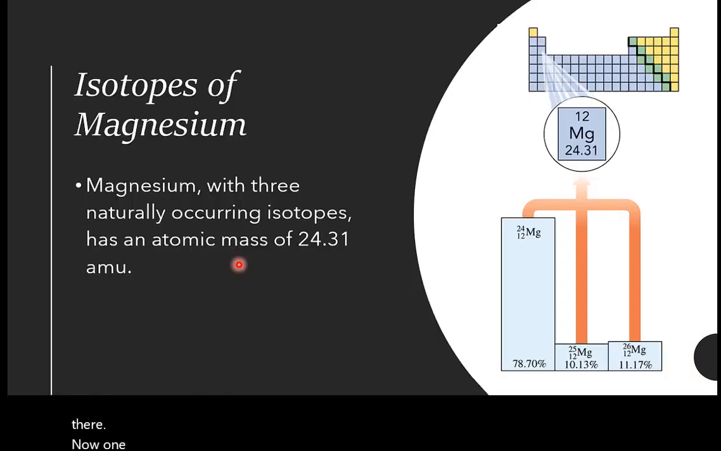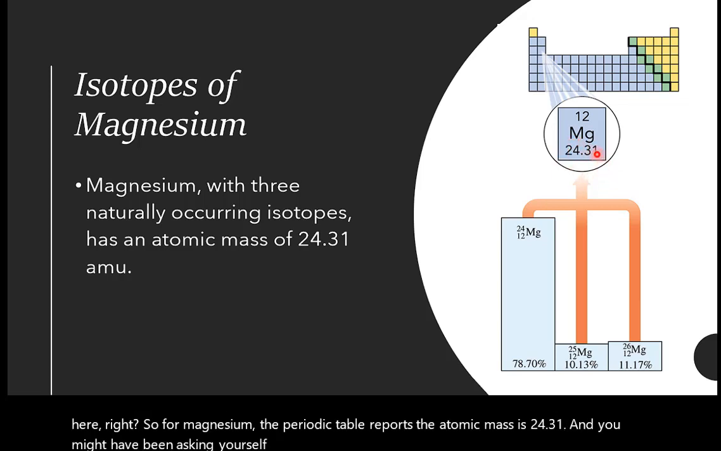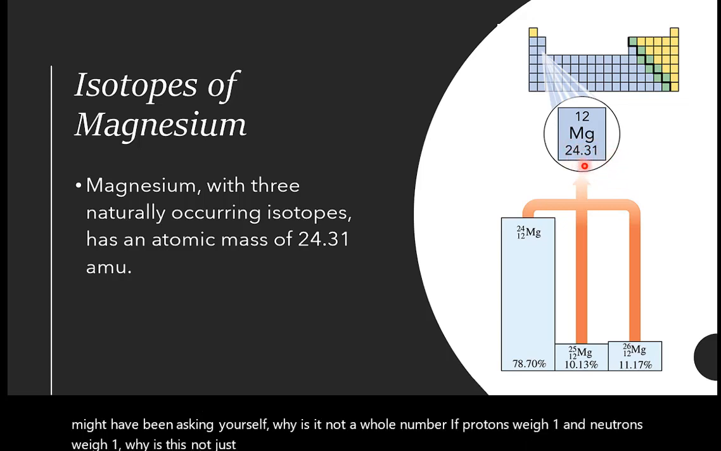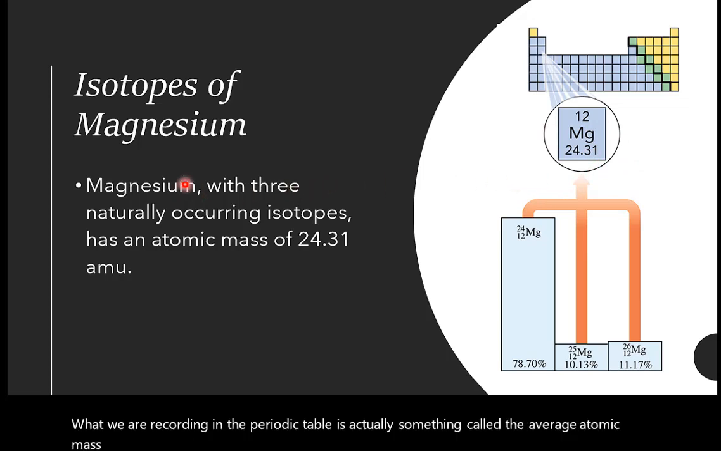Now, one thing you may have noticed is that in the periodic table, we're not seeing whole numbers, right? So for magnesium, the periodic table reports the atomic mass as 24.31. And you might have been asking yourself, why is it not a whole number? If protons weigh 1 and neutrons weigh 1, why is this not just 24 to represent 12 protons and 12 neutrons? Where is this 0.3 coming from? Well, what we're reporting in the periodic table is actually something called the average atomic mass of what we are seeing as naturally occurring isotopes.